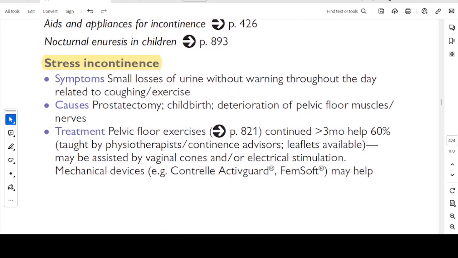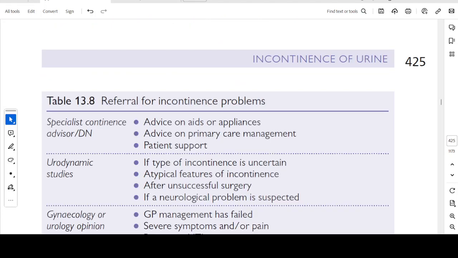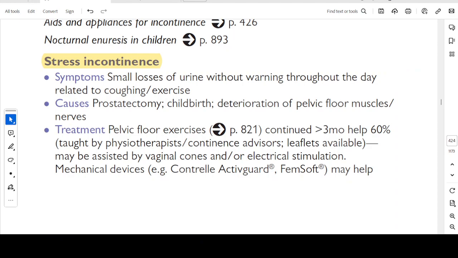Stress incontinence. Symptoms: small loss of urine without warning throughout the day related to coughing or exercise. Causes are prostatectomy, childbirth, deterioration of pelvic floor muscles or nerves. Treatment: pelvic floor exercises continued more than 3 months help 60%, taught by physiotherapists or continence advisors. Leaflets are available. May be assisted by vaginal cones or electrical stimulation.